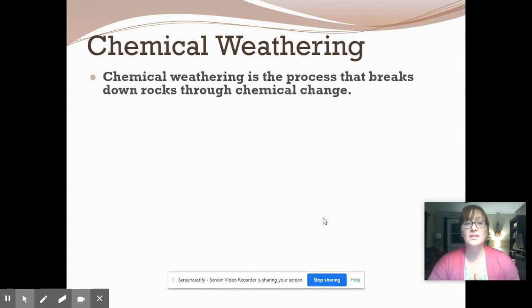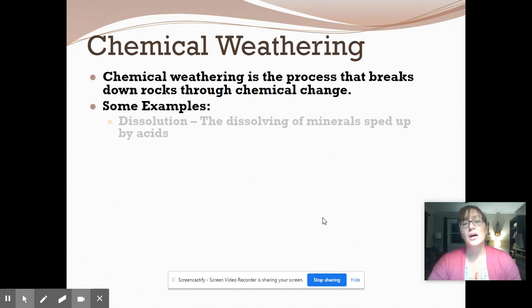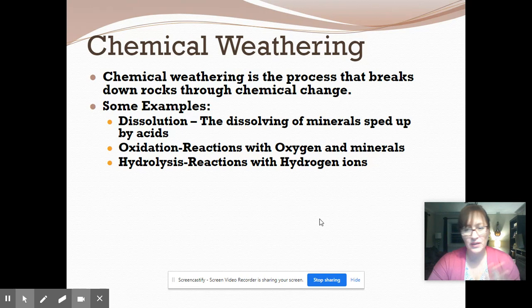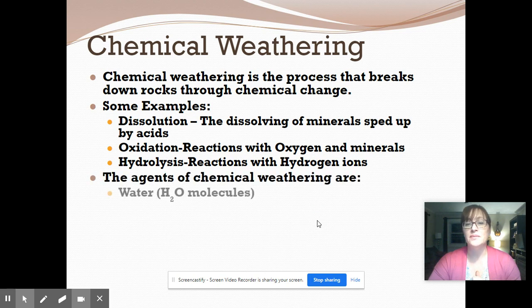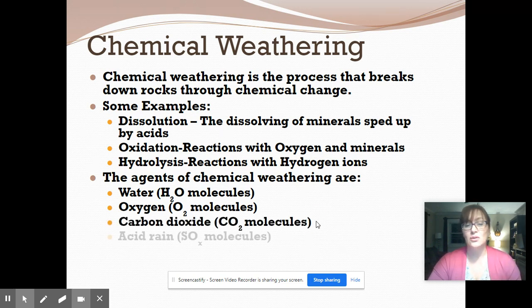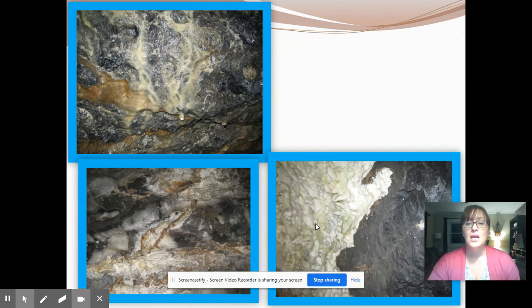Let's look at some chemical examples. Chemical examples are things like reacting with oxygen, reacting with hydrogen, getting some sulfur dioxide out of the air because of acid rain and having a chemical reaction with that. Some agents of chemical weathering, meaning things that cause chemical weathering or ways that chemicals get into the rocks, are through water or through oxygen or carbon dioxide or even acid rain, and living organisms too.